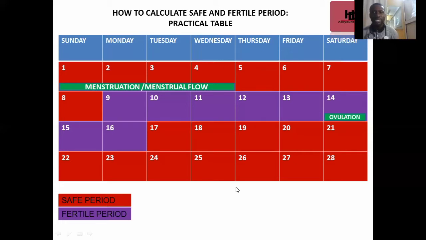However, if it is apparently out of the normal cycle, we expect the normal cycle to be between 21 and 35 days. If it is less than 21 days, definitely there will be need for evaluation. If it is more than 35 days, definitely there will be need for evaluation.